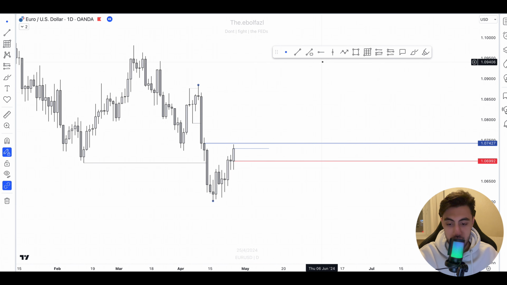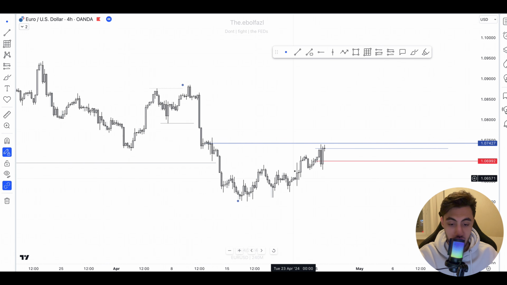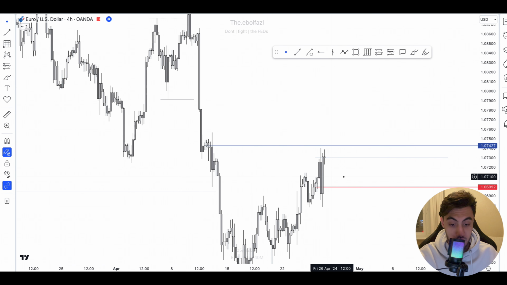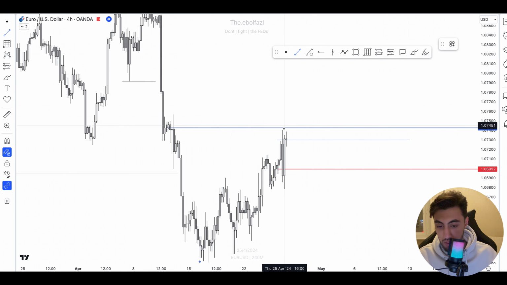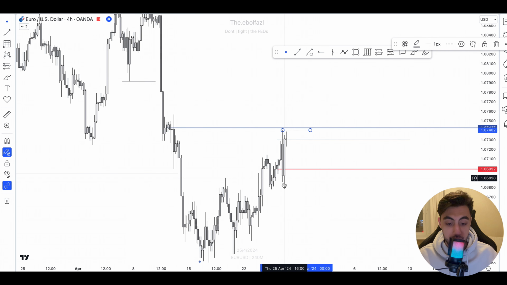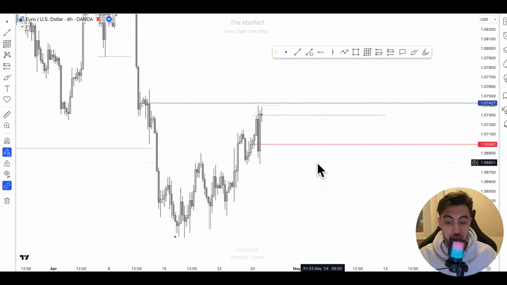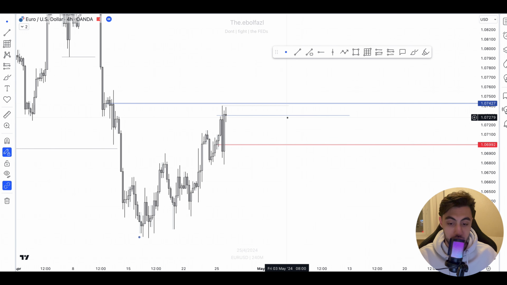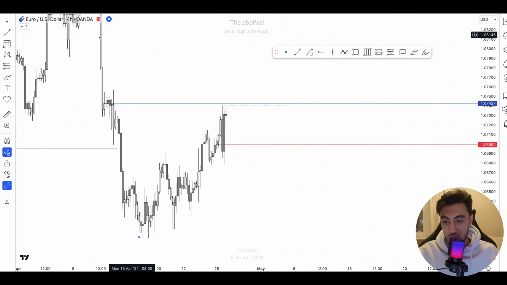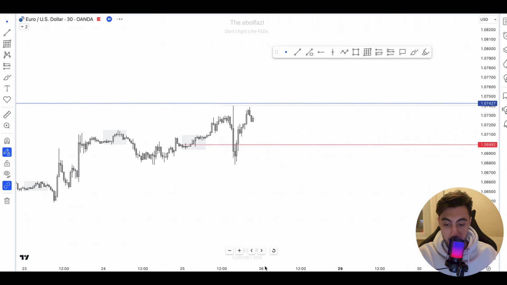That's good, it makes sense. If we go to the 4-hour time frame, price created liquidity here, and also price created liquidity here. This high failed to take this low, and as you can see, this is going to be a beautiful key level for us. So I wait for the Asia session to finish.